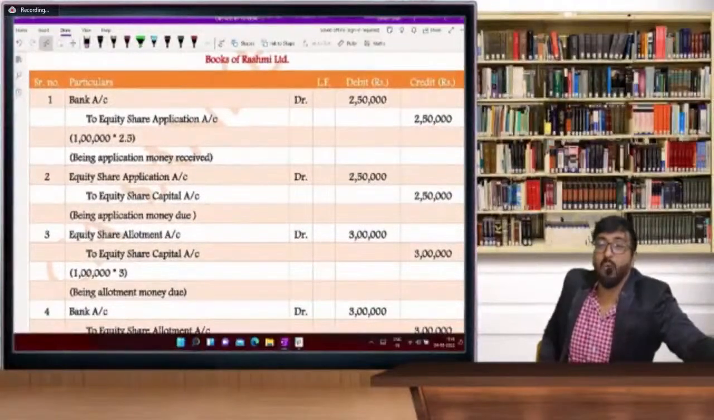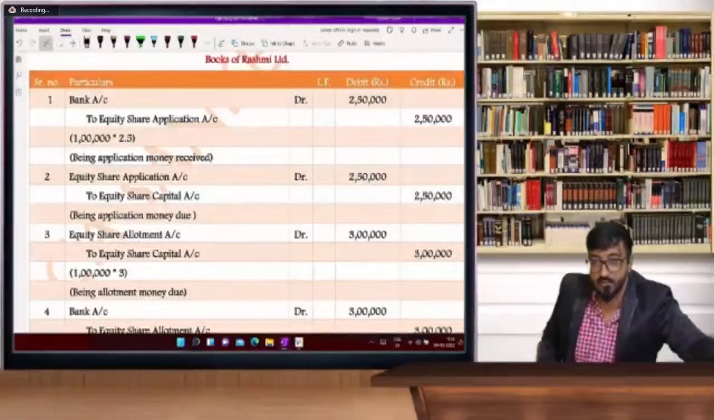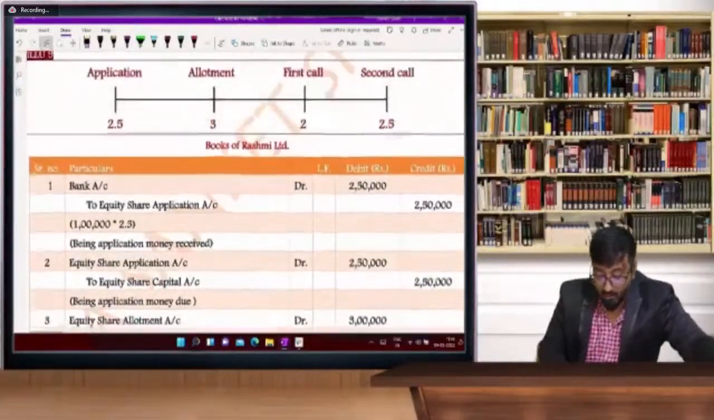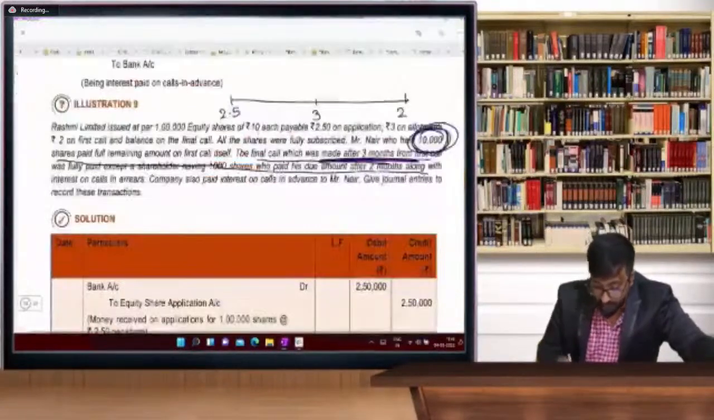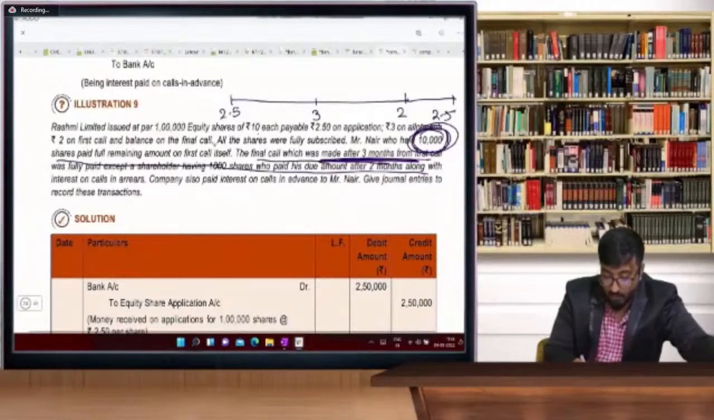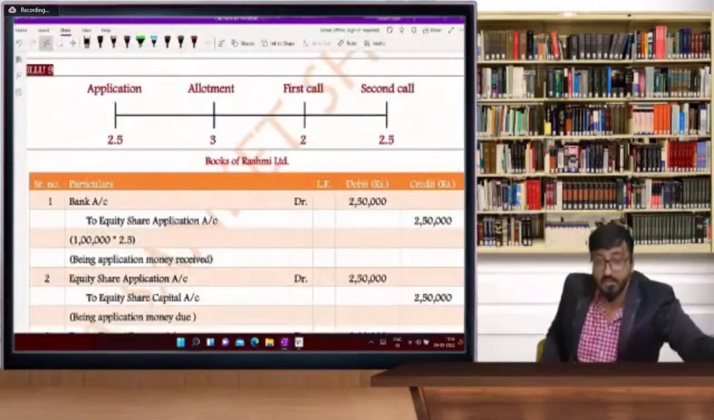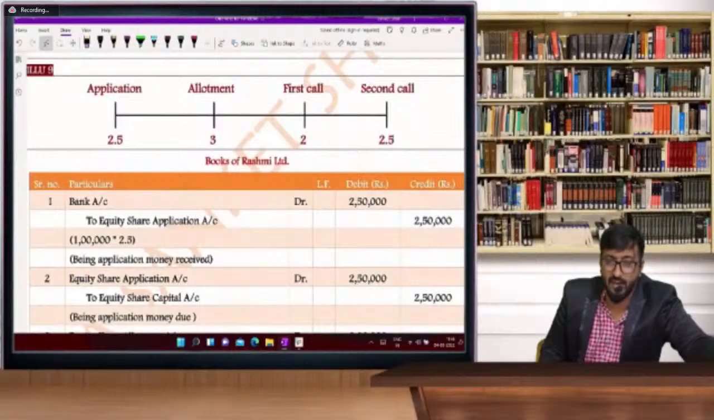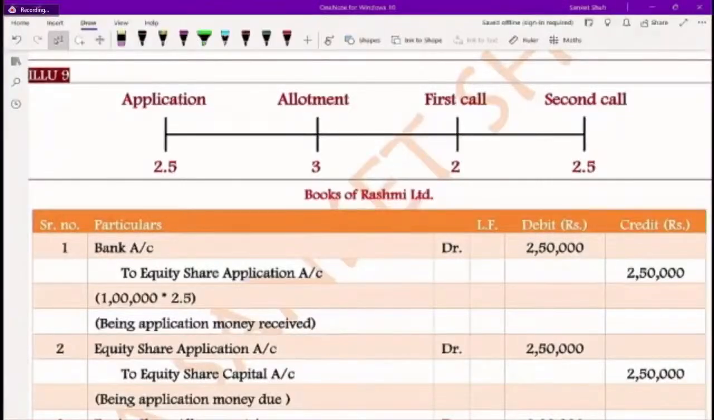See beta, bank account debit to equity share application, 1 lakh shares. Yes, we have received. As you are aware of this diagram, in this question, 2.5, 3, 2 and 3 and 2, and the last one is also 2.5, balance on the final call. So balance is a second call. So first entry, bank account. Now at least you can take a screenshot. Now it's very easy at the end. Take a screenshot of this first. Bank account debit to equity share application. Nothing difficult in this question now.